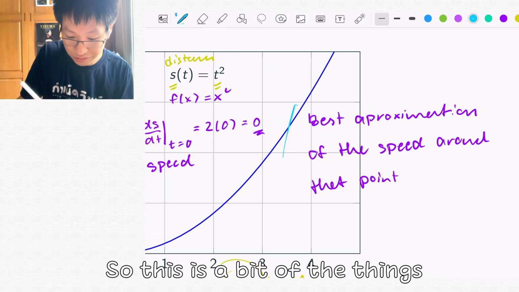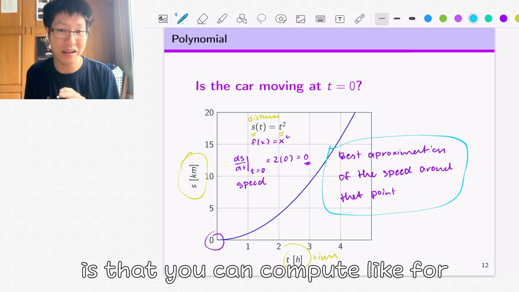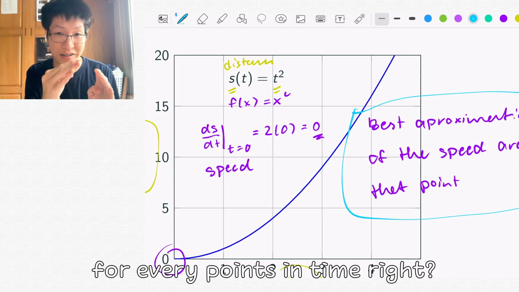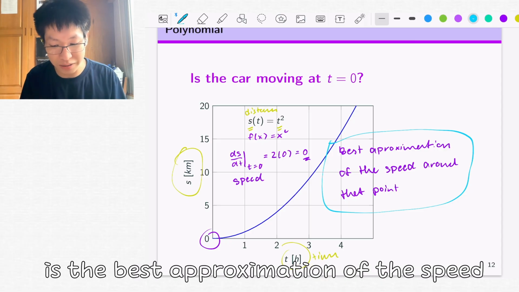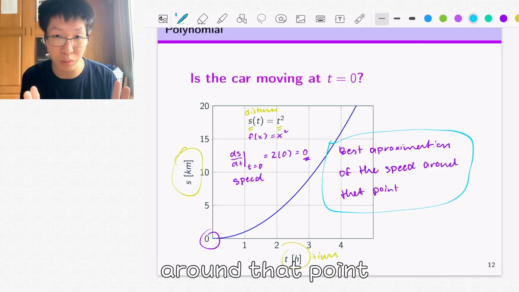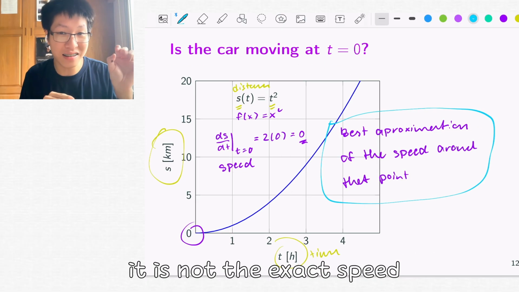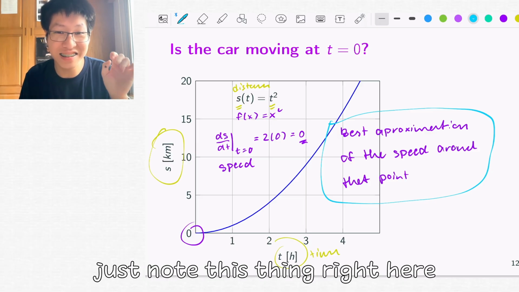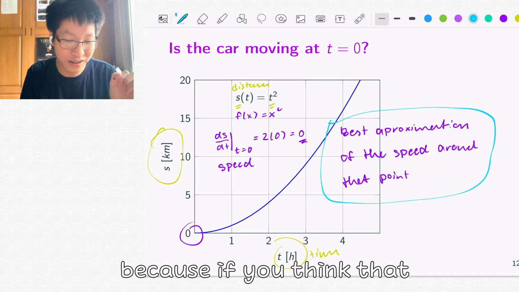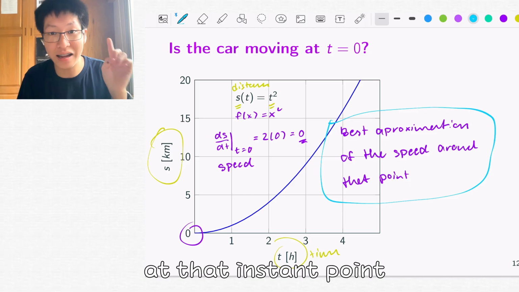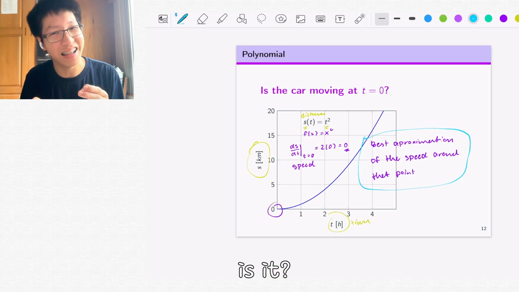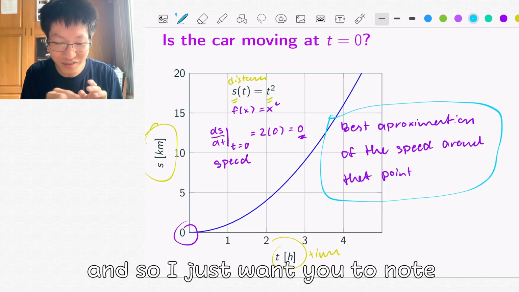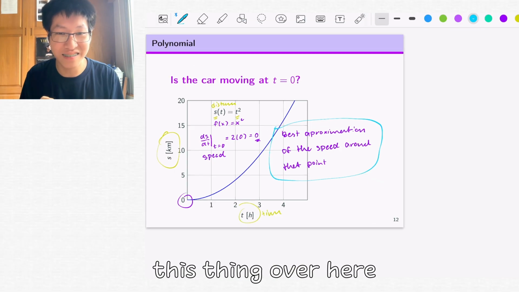So what I want you to know about the derivative is that you can compute it for every point in time, right? But what that value essentially represents is the best approximation of the speed around that point. It's not the exact speed at that point, all right? Just note this thing right here. Because if you think that the derivative is the speed at that instant, then the car isn't really moving, is it? It's going to get a bit confusing. And so I just want you to note this thing right here.